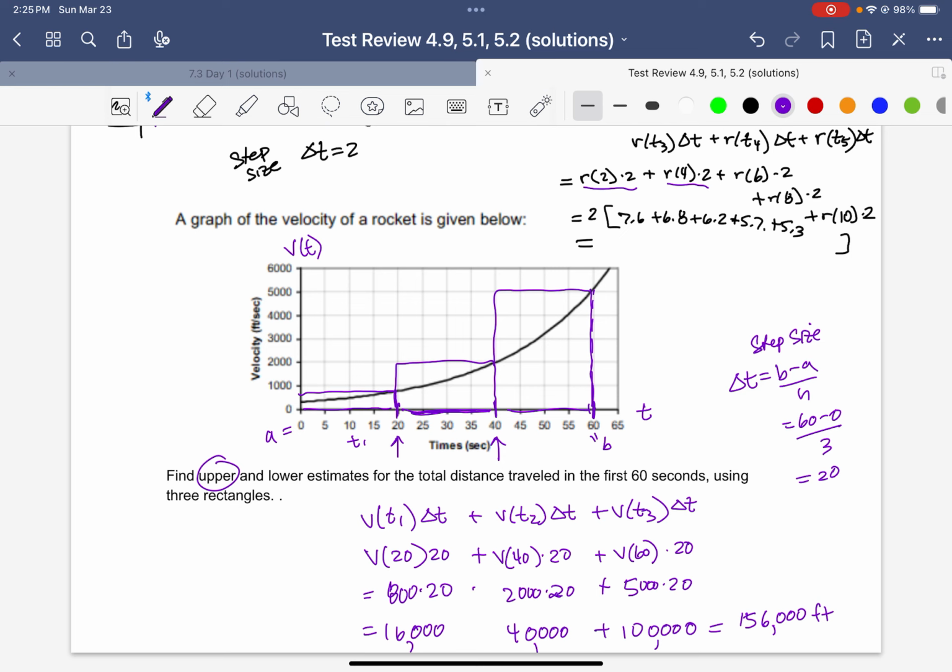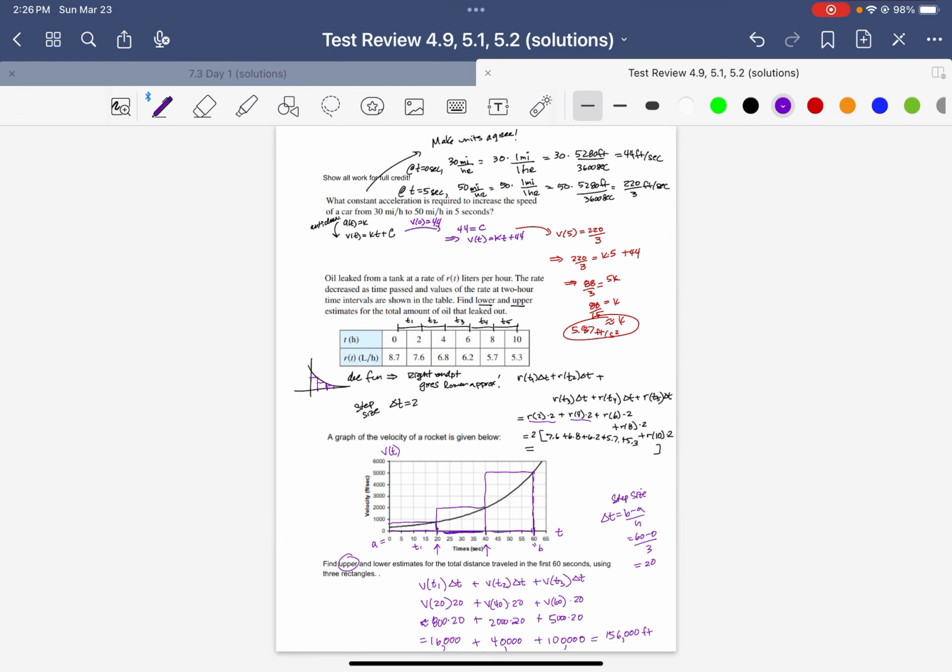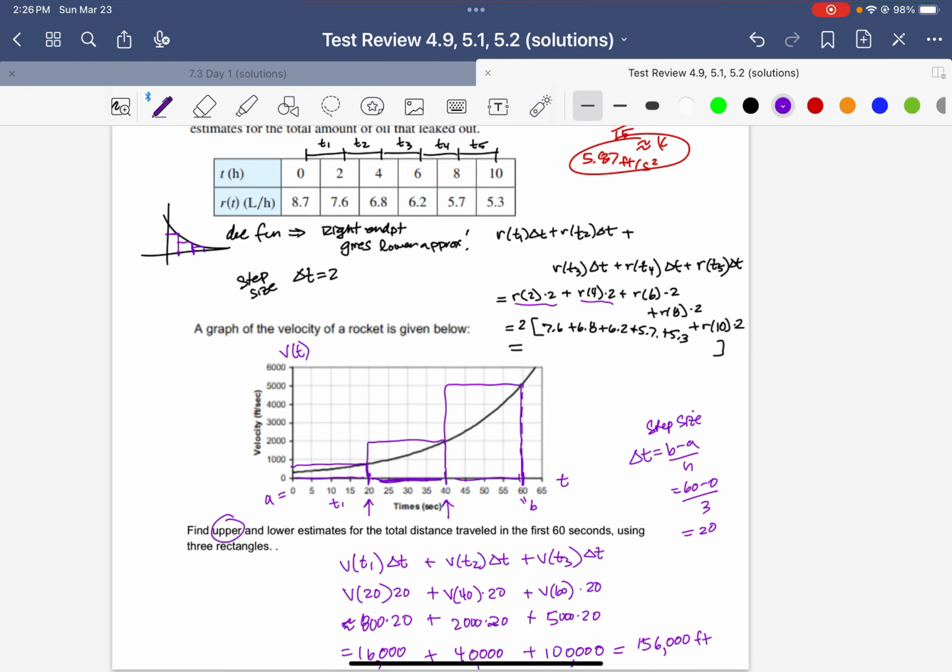It's going to be my total distance. Does that make sense if I'm going a velocity? Oh yeah, if my velocity is like 1,000 feet per second, it makes sense that I go 156,000 feet approximately in that time. Cool, all right. I'll leave you to find the lower estimate.